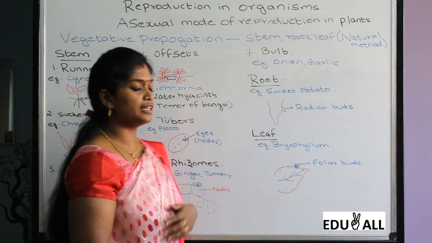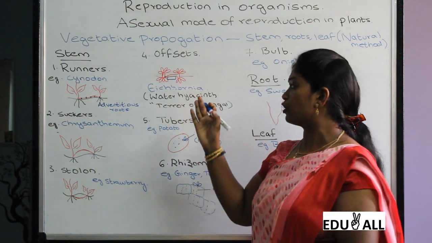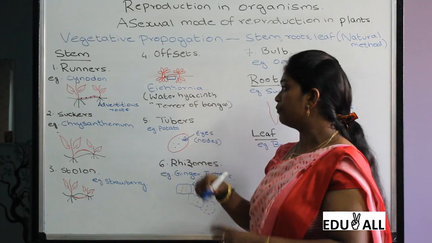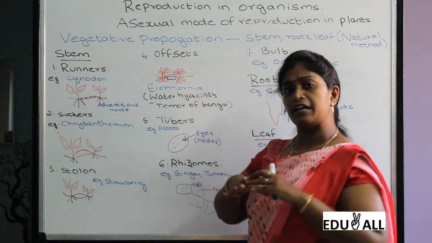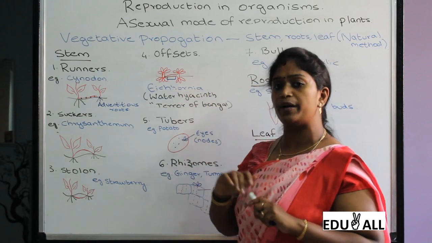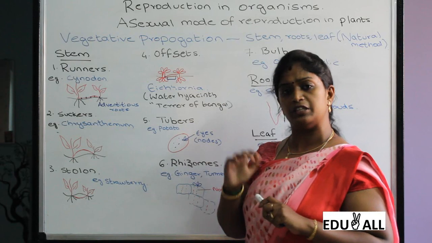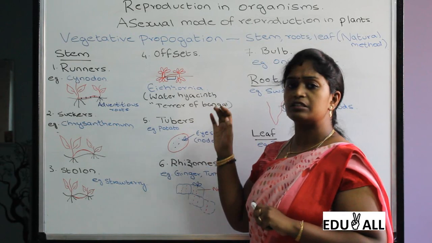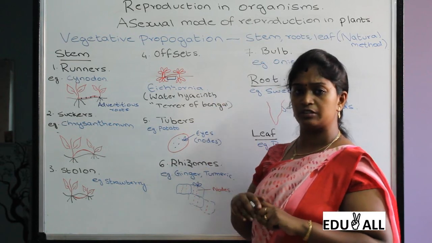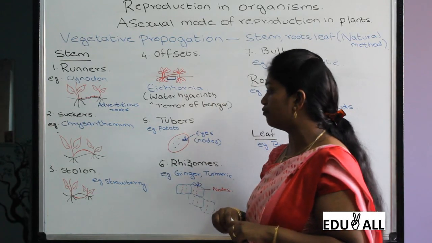It is called terror of Bengal because this plant was brought to India for its beautiful flowers and leaves, and it can cover the entire water body. It is also called an aquatic runner. It depletes the oxygen level in the water body, causing oxygen demand for fishes and causing eutrophication. Hence it is called terror of Bengal.